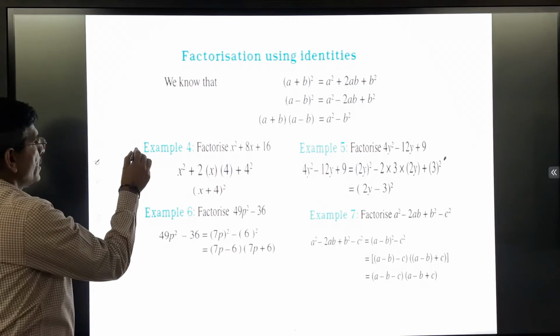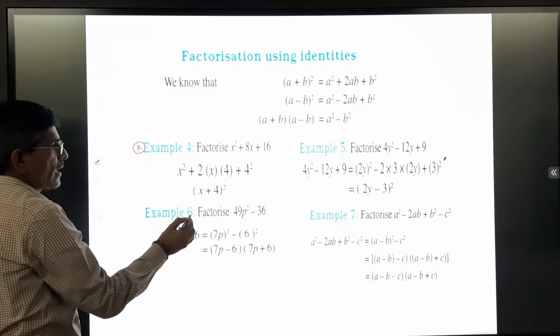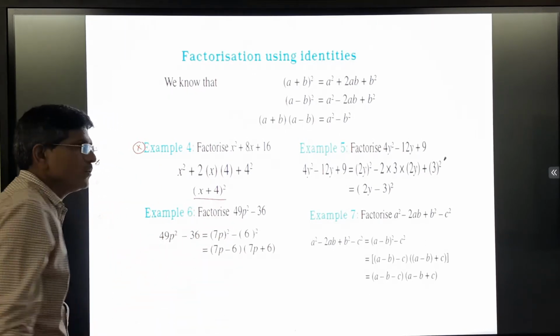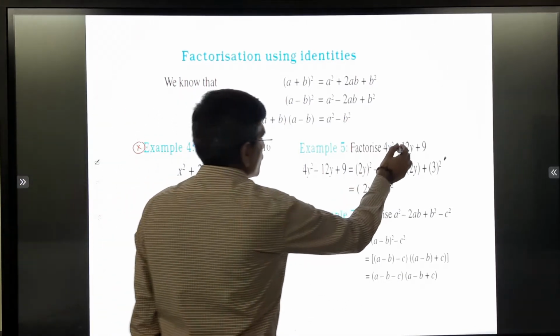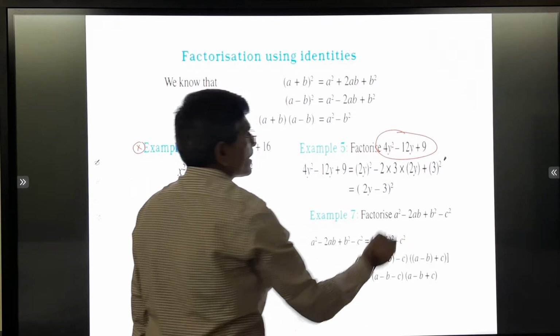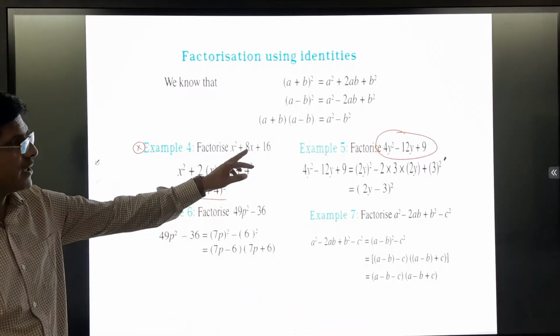So the first example, that is example number 4, the answer is (x plus 4) whole squared. So these are all the easy sums. We just need to know the first and second identities. Now more, example number 5.